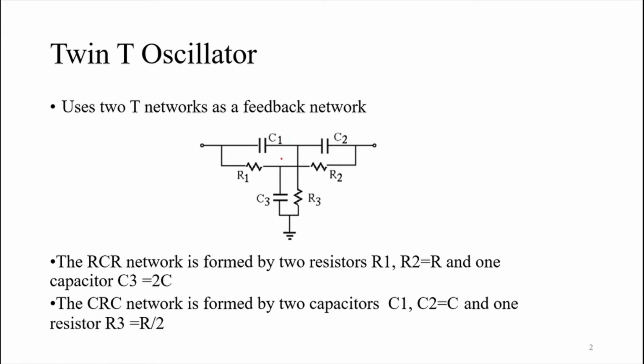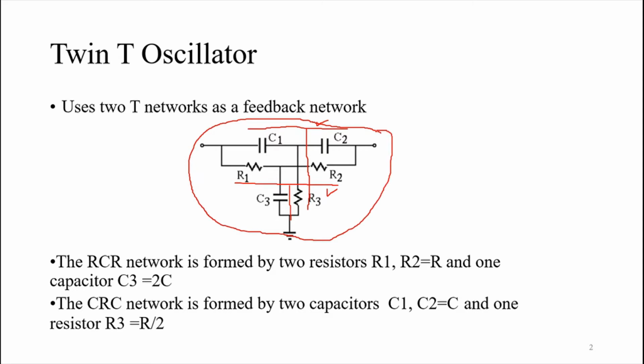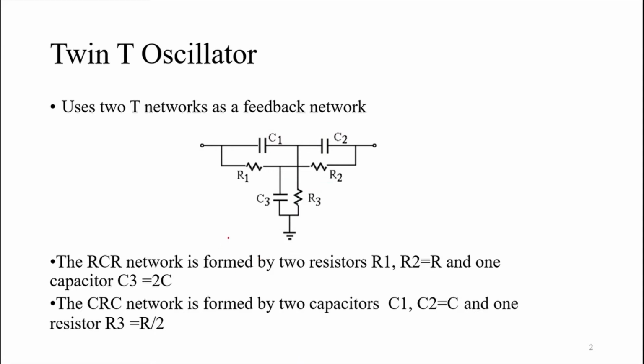You can see that this C1, C2 and this R3 are forming one T network, as well as this R1, R2 with this C3 is forming a T network. Because you've got two T networks as a feedback network for your oscillator, it is called a twin T oscillator.